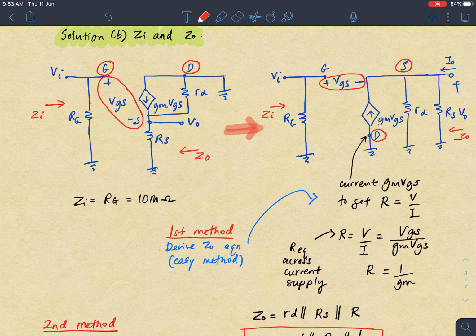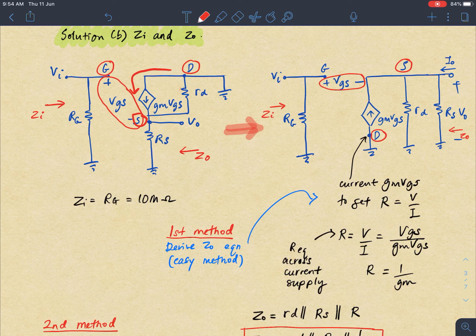Now we do question B to get Z in and Z out. So we refer to the AC equivalent circuit for this source follower. Okay, I do step by step to get the final circuit. Please take note the current flow at gm-vgs. The gm-vgs flows from D to S.